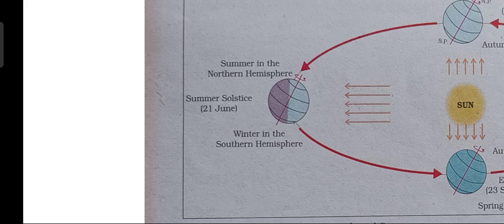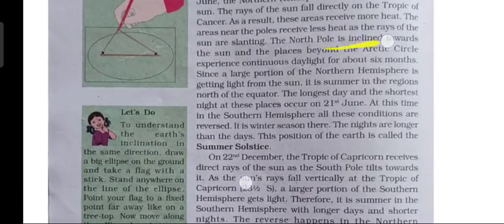So here what happens, children, on 21st June, northern hemisphere is tilted towards the sun and southern hemisphere is away from the sun. We all know that the earth is tilted at an angle of 23.5 degree. So due to this tilt, children, on 21st June, northern hemisphere is bent towards the sun, whereas the southern hemisphere is away from the sun. Now, let us read further.